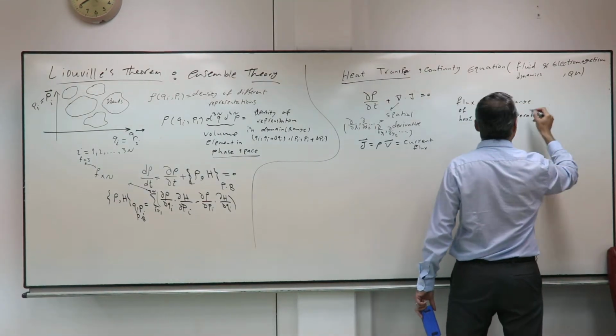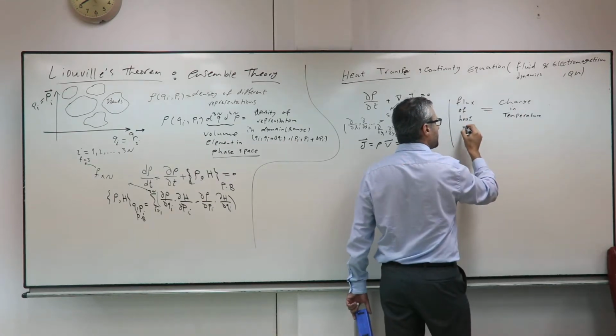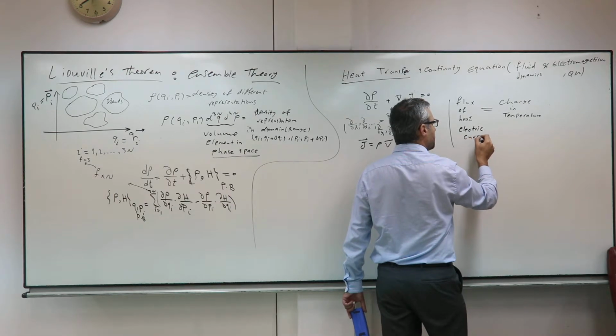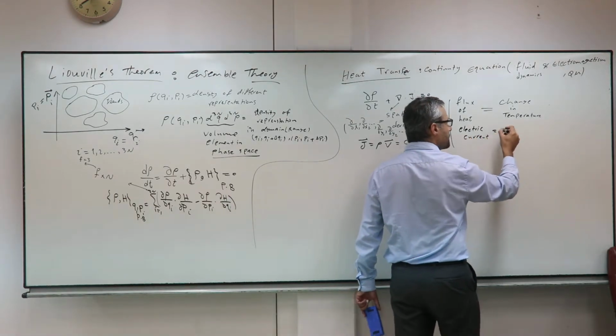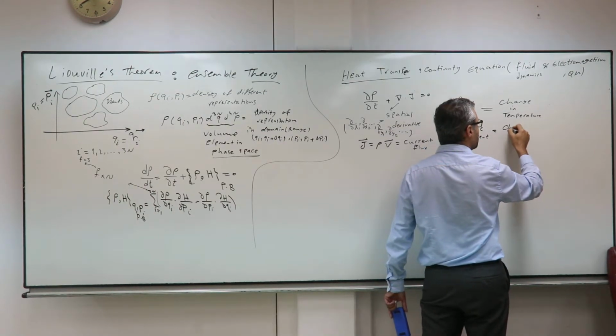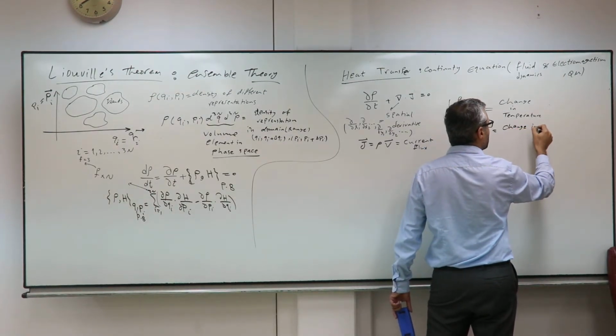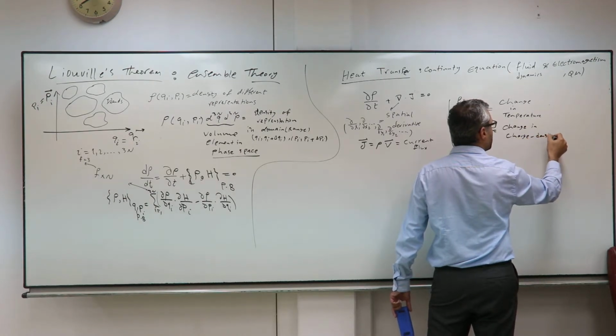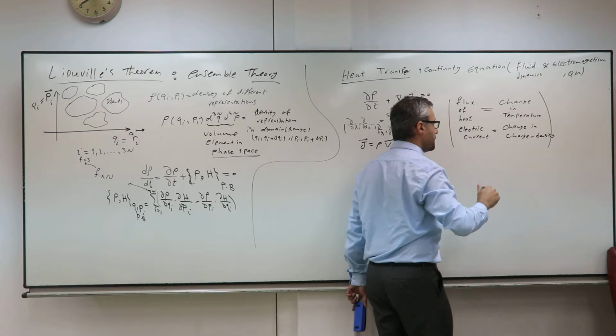Or otherwise, you have another version of that. You say that electric current is made in the system because you have a time change in the charge density. Change in charge density. Or you can repeat that for the mass or anything else.